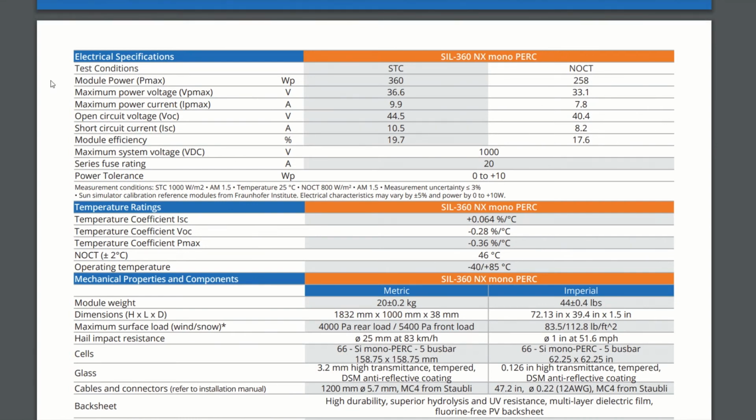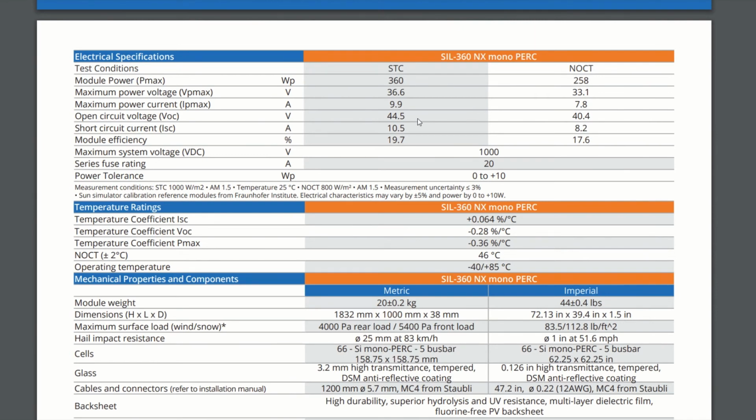From earlier, our first specification we looked at was power. Here we have module power, Pmax. For this model, it is 360 watts. The next spec that we talked about was open circuit voltage. And that's here. For this model, it is 44.5 volts open circuit.